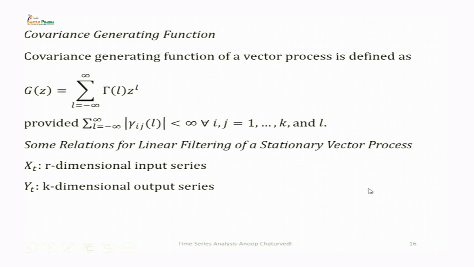Now, we define the covariance generating function. The covariance generating function of a vector process is defined as G z equal to summation L equal to minus infinity to plus infinity gamma L z to the power L. You remember that in a similar manner we defined the auto covariance generating function for the univariate time series process also. Here we impose the condition that summation L equal to minus infinity to plus infinity of mod gamma i j L is finite for all i and j.